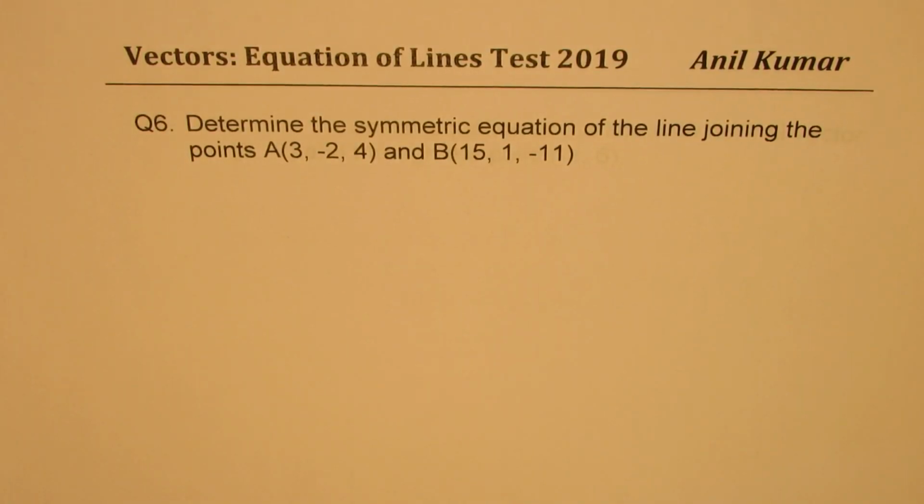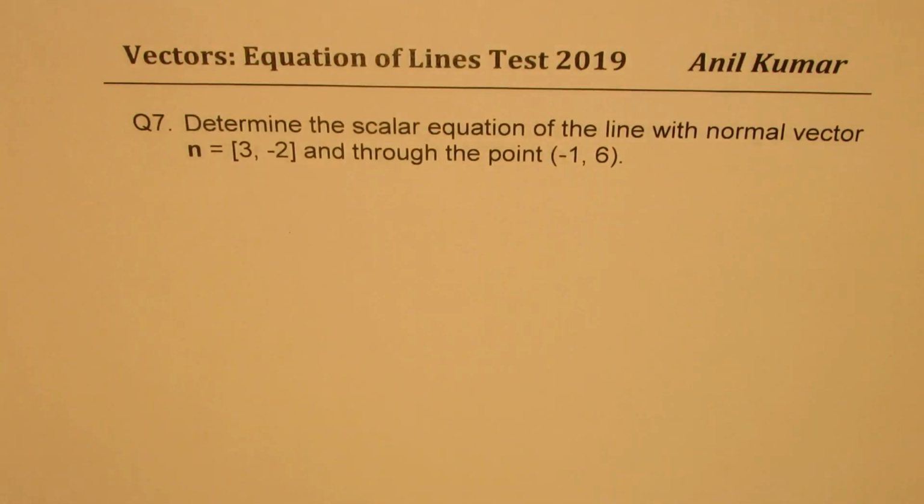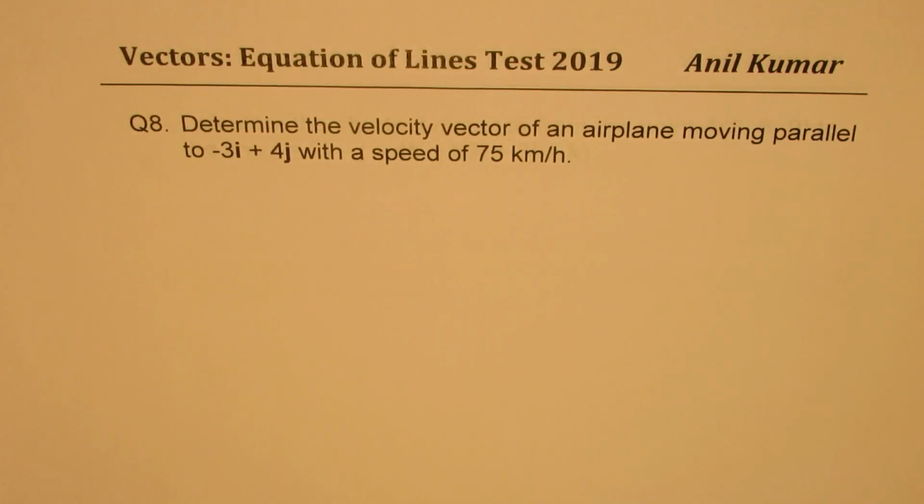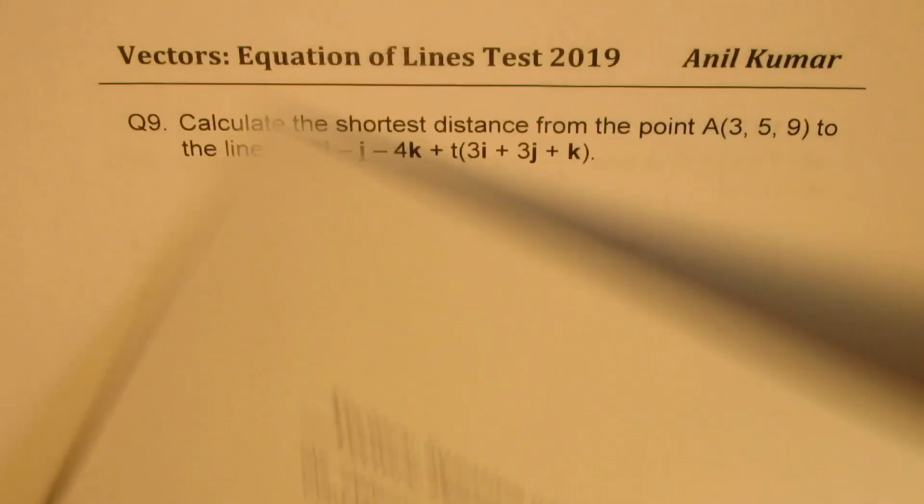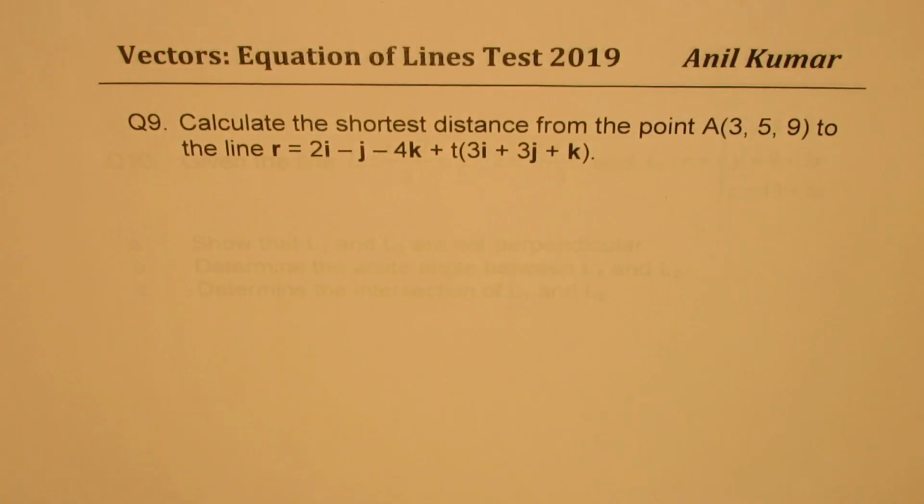Application questions. Now we'll have equations of a line given 2 points, and then for different conditions, we'll find the scalar equation of a line, and then we'll have an equation based on the velocity vector parallel to a given vector. Question number 9 is to find the shortest distance from a point to the given line.